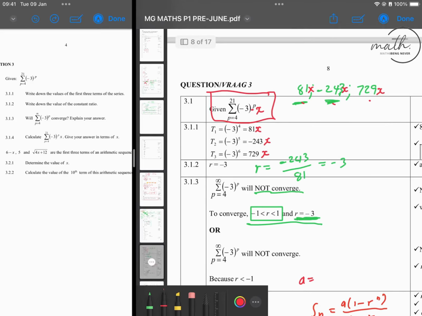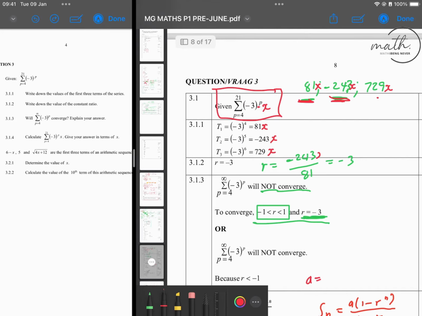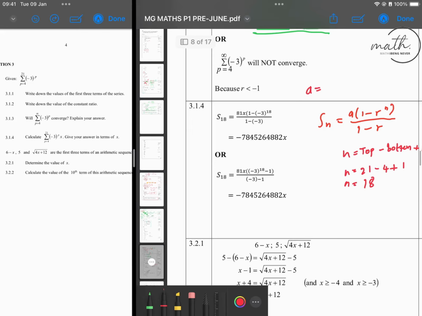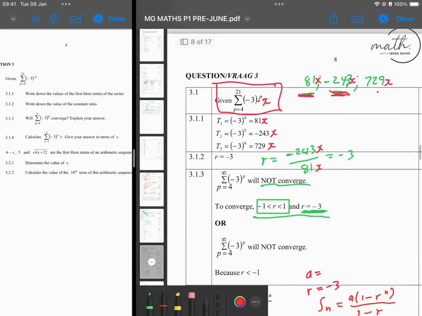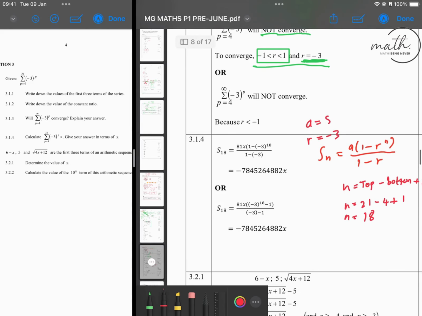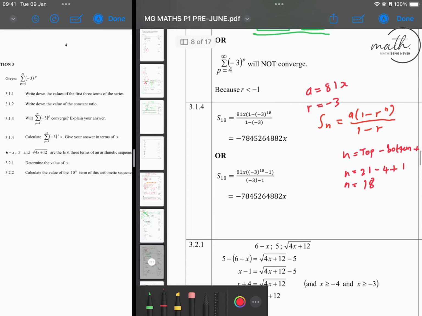So to find R, you divide them. If you say this divided by this, the same thing as this one, you're still going to get negative 3. So for here, our R is still going to be negative 3. Our A, our first term, is 81x. So it's 81x. And then, since it's geometric, there's your formula. Just use that formula, substitute everything.